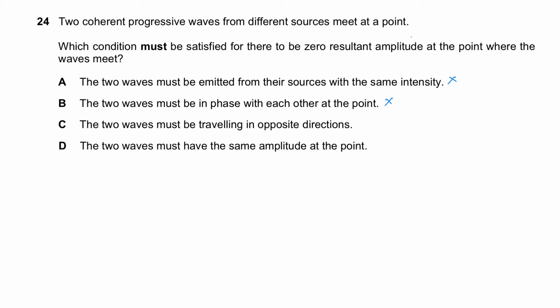Even if two waves are not traveling in the opposite direction, as long as they meet, as long as they have the same amplitude and they're out of phase by 180 degrees, we'll get zero resultant amplitude.